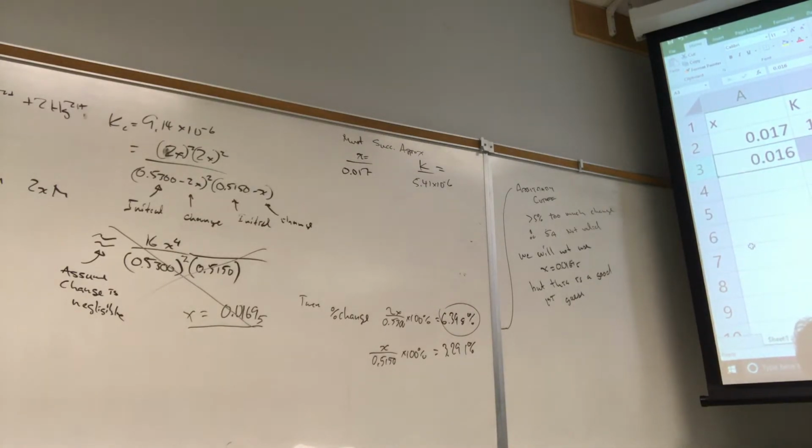But with Excel, we can do something very easily. With Excel, we can look at the whole series. So for example, with Excel, I can just go 0.0161, right? And then just do this.